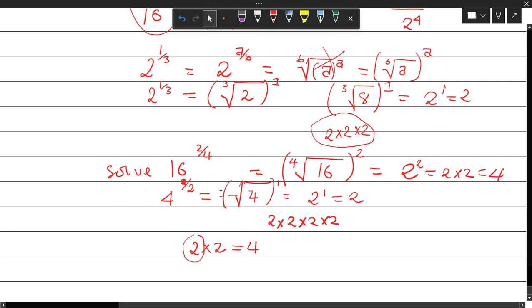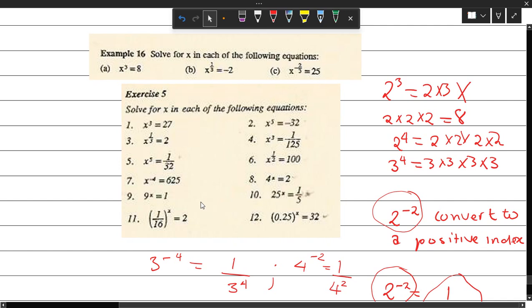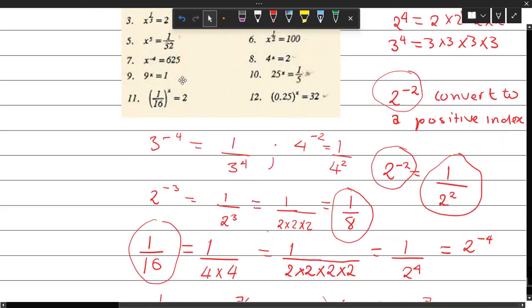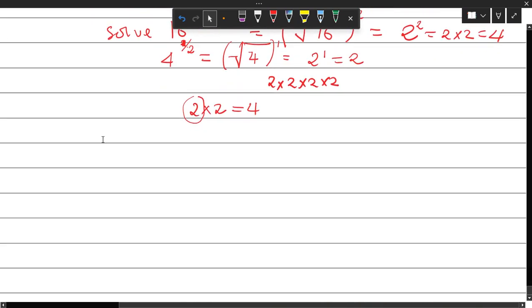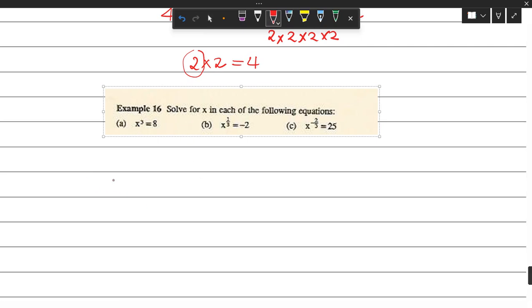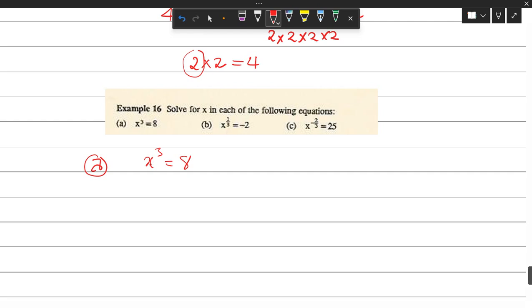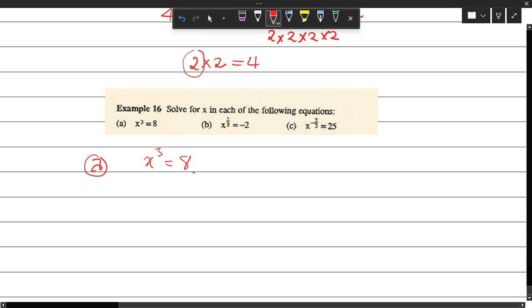Okay, so this is a brief introduction to indices. Now let's see how we can apply these things and see how to use them. I think mathematics is best understood with examples. So we start with this one, and we'll start with A. We are solving A: we have x to the power 3 equals 8. Okay. So how can you solve for x?